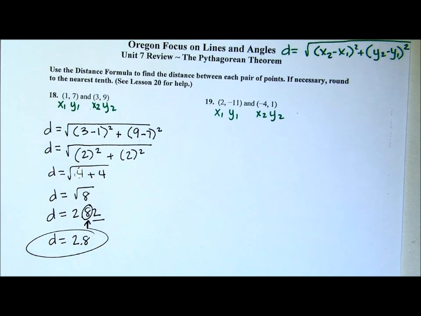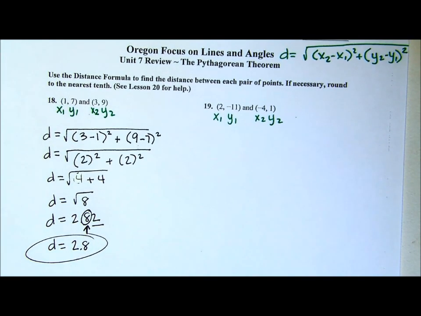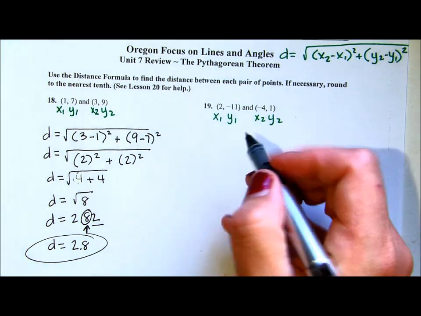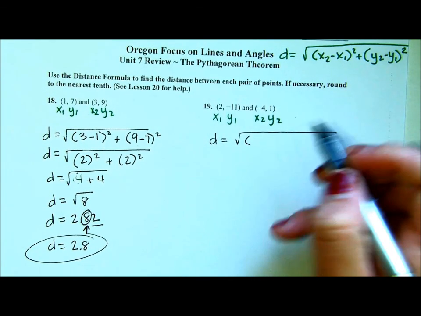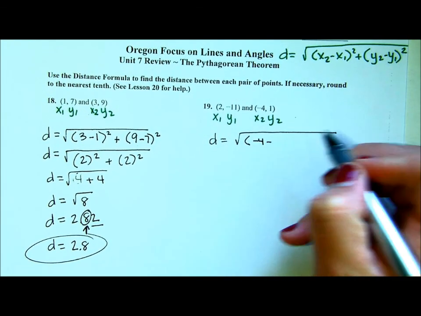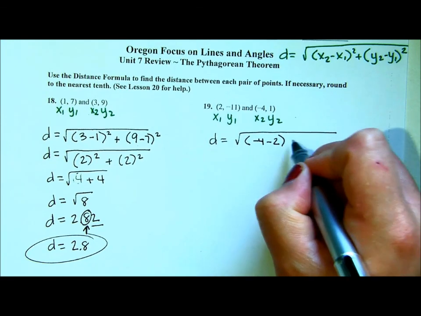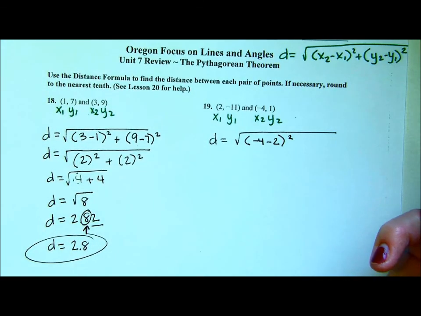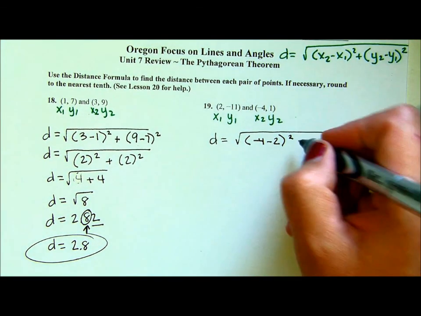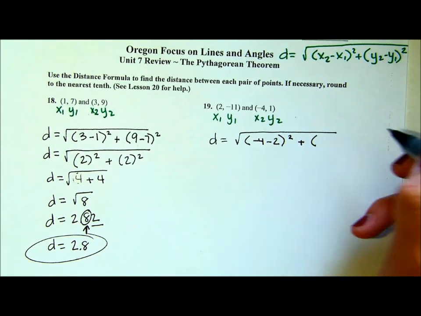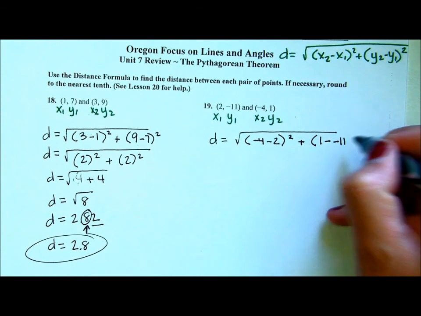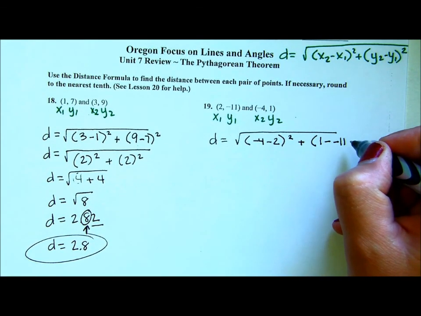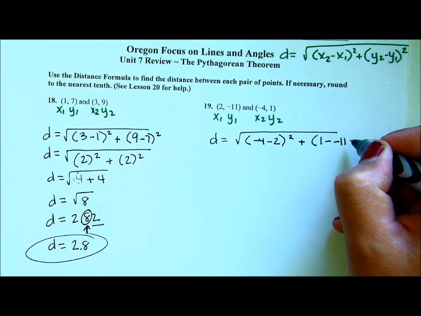Lastly, our final problem, number 19. Here we go. So, my distance is equal to the square root of x2, which is negative 4, minus x1, which is 2. And I put a squared next to it. So I got negative 4 minus 2 squared. Plus the difference of y. So I have 1 minus negative 11, because 1 is my y2, and the negative 11 is my y1. And that is also squared.